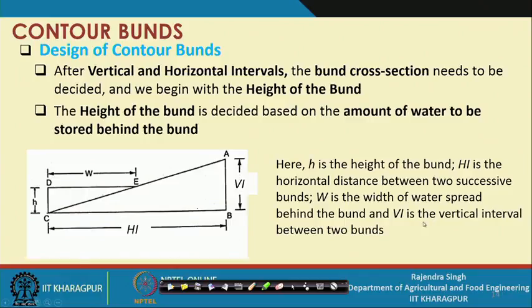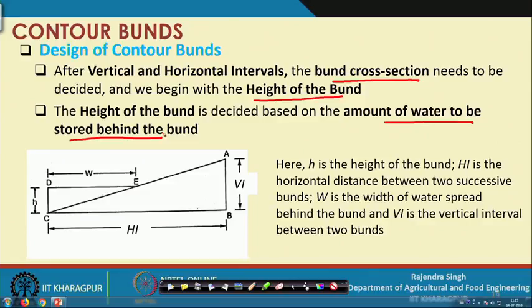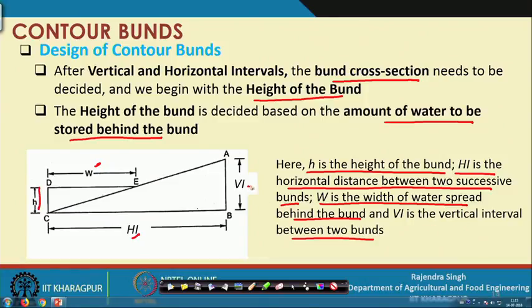Then, once the vertical and horizontal intervals are estimated, comes the bund cross section, and obviously we start with the height of the bund. The height of the bund is decided based on the amount of water that is to be stored behind the dam. That means we have to know how much rainfall will occur and how much water needs to be stored behind the dam. For that, we are considering this definition sketch: H is the height of the bund, HI is the horizontal distance between two successive bunds, W is the width of water spread behind the bund, and VI is the vertical interval between two bunds. Obviously, this is always the diagram which will be built, because in between two bunds this is how the condition will be. So, this is a definition sketch.